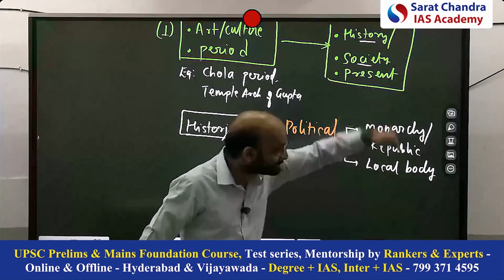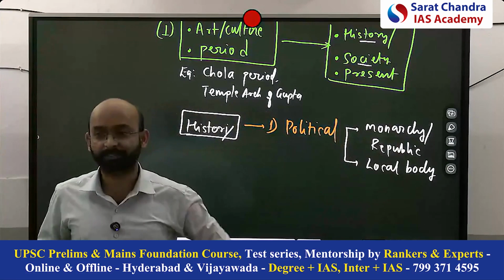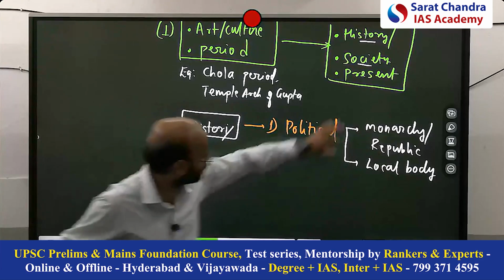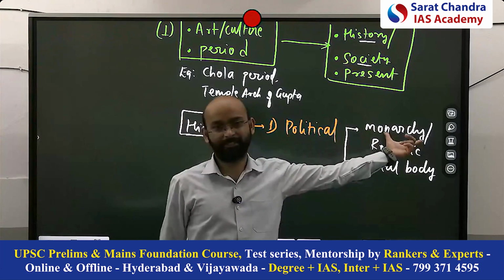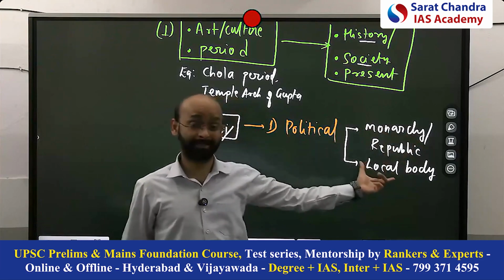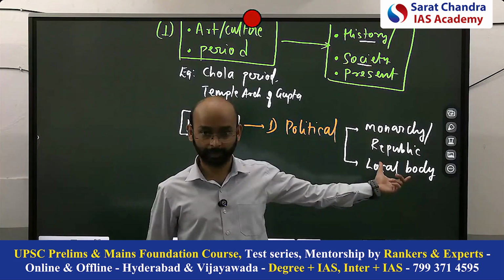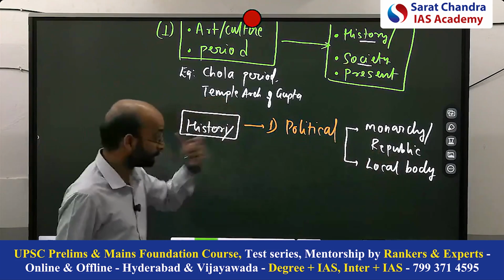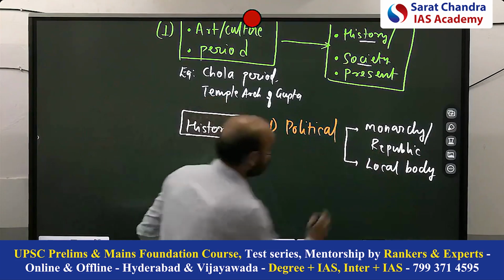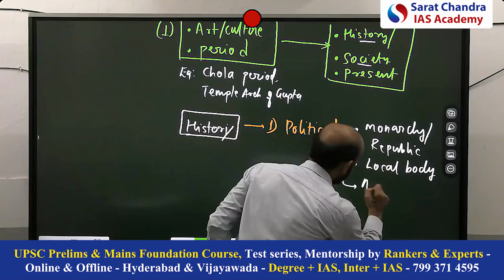This shows a decentralized form of political system. So you can talk about it: most of them are monarchy only, and local bodies in some places are very important. You can mention that, right? So this is the political system, and then you can write about the administrative division.